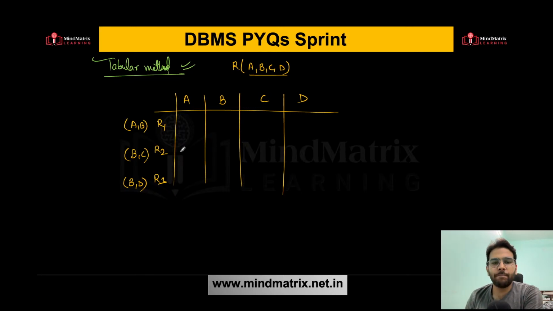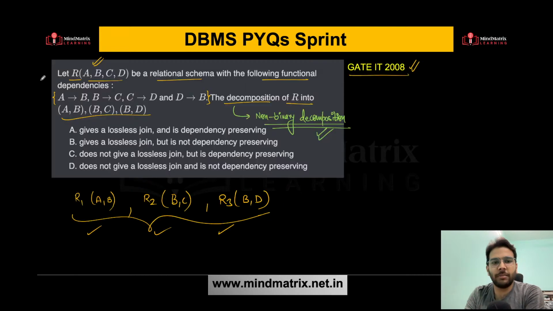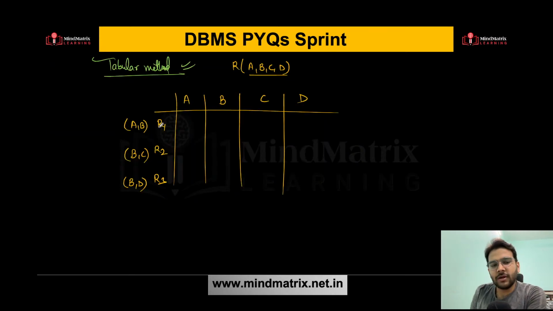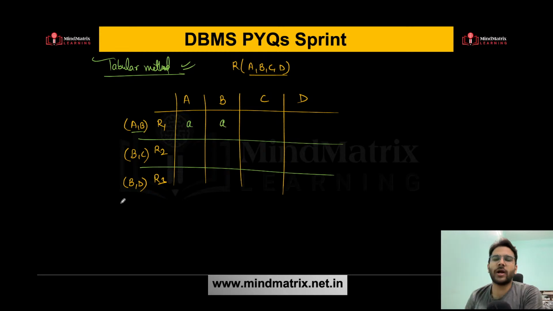This is the tabular method. So let's write the dependencies. What are the dependencies here? We have the first dependency. Carefully try to understand this method. It is very simple. In relation R1, we have two attributes A and B. So what you simply do is write A in those two attributes. Similarly for R2, this is the first step that we do. In relation R2 we have two attributes B and C, so you simply fill the entries with A in those attributes. Similarly for R3 it is B comma D, so you write A here and A here in columns B and D respectively. Clear? This is the first step.